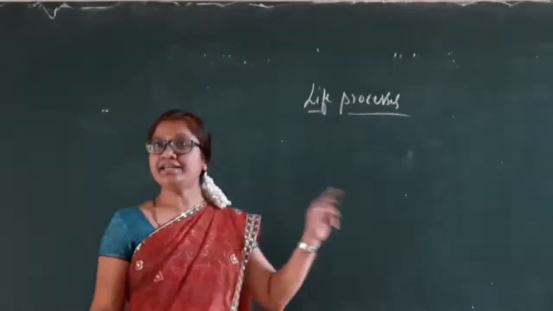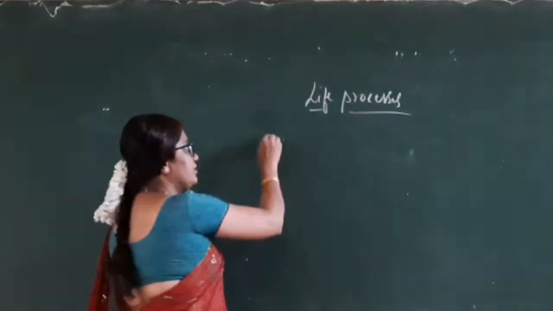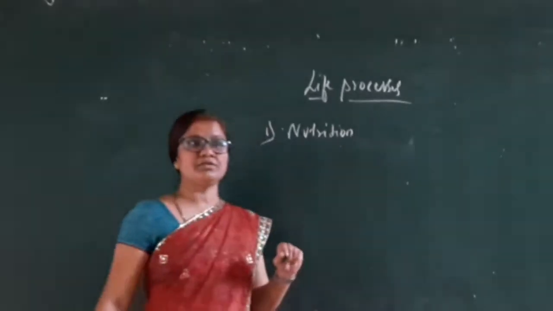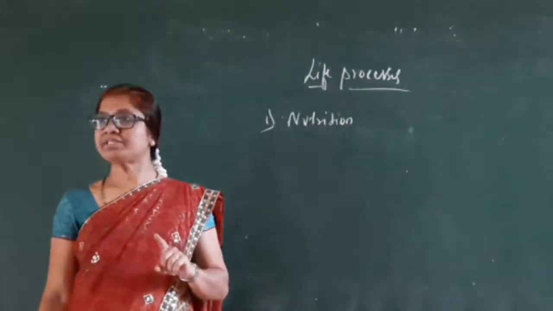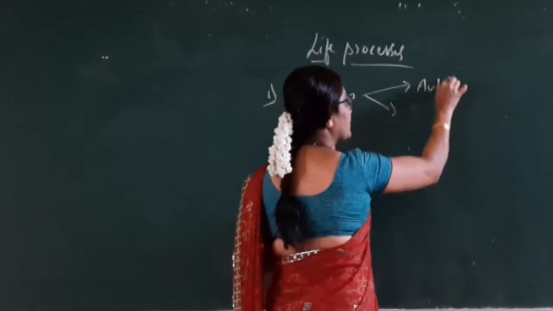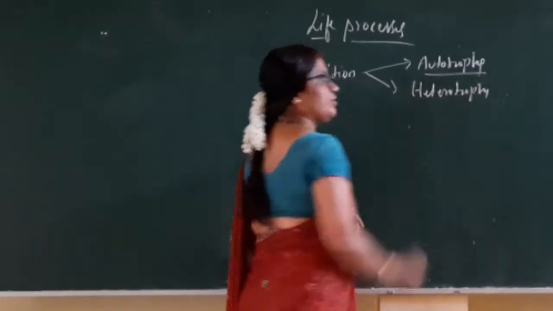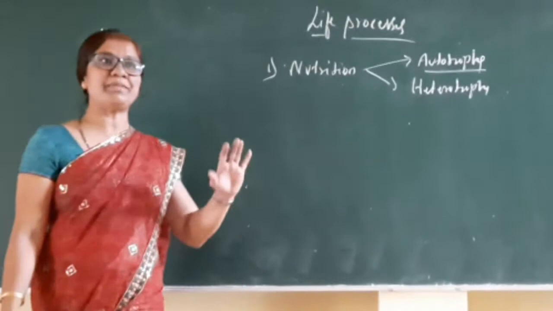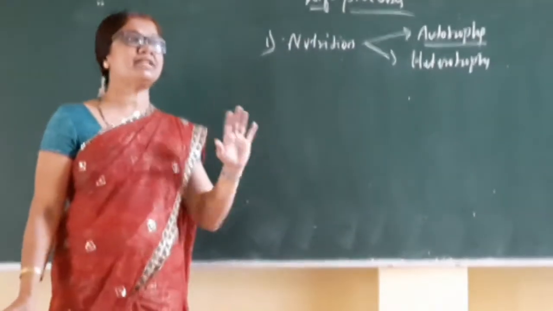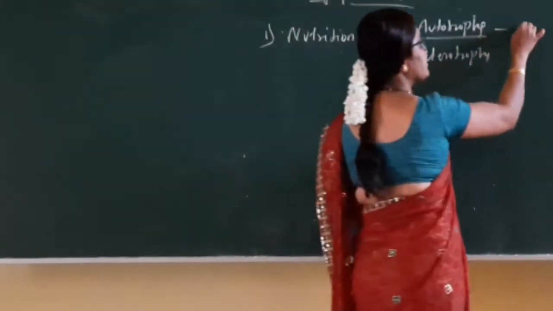We are going to study in detail what the different life processes in the human body are. The first one is nutrition. As per nutrition, organisms can be categorized into autotrophs and heterotrophs. What are autotrophs? All green plants are called autotrophs, because they can synthesize their own food by the process called photosynthesis.